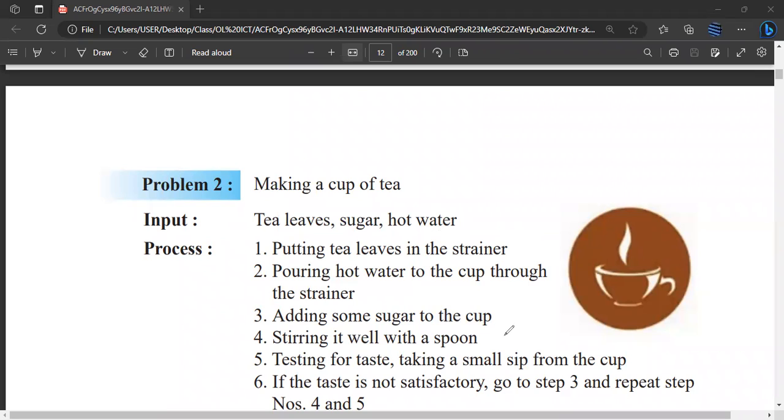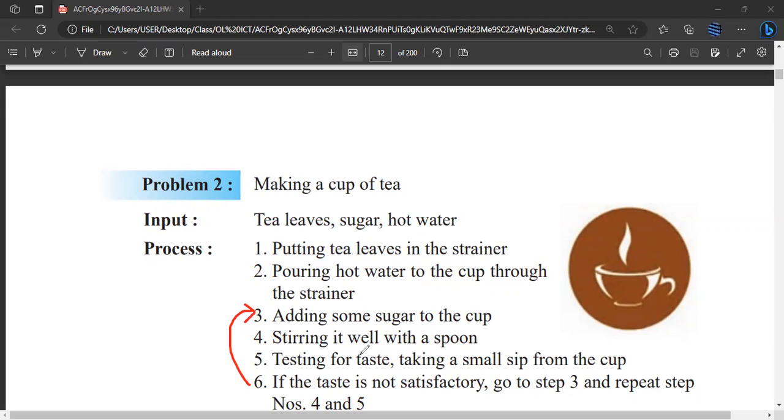If the taste is not satisfactory, go to step 3 and repeat steps number 4 and 5. So if the taste is not satisfactory, go to step 3. So what is step 3? Adding some sugar to the cup, right? Then you can repeat steps number 4 and 5: stirring it well with a spoon, tasting for taste, taking a small sip from the cup, right?